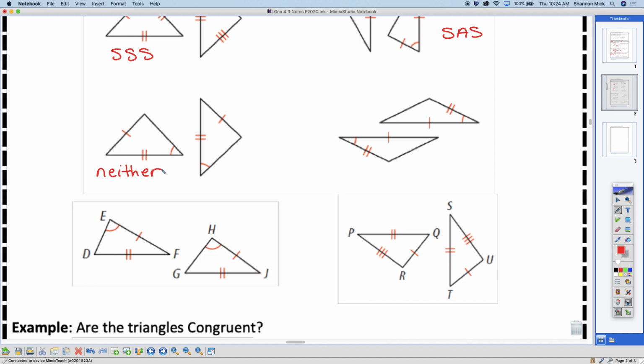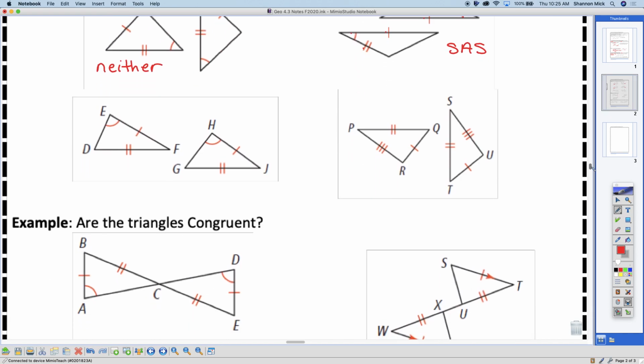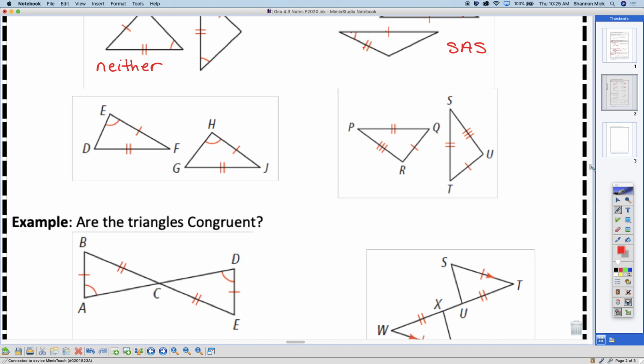Okay, so now on the next one. Okay, we're good for side, angle, side? Yep. Side, angle, side. That one's neither. That one's neither? Because I'm skipping a side again, aren't I? Yep. And the last one's side.